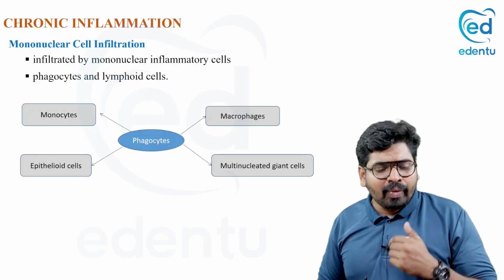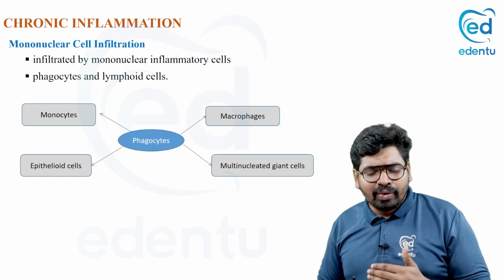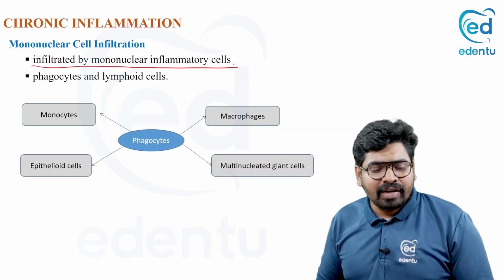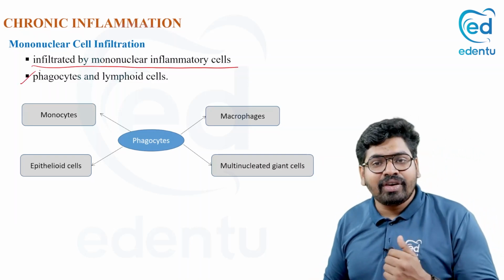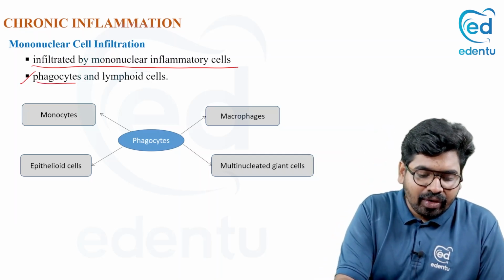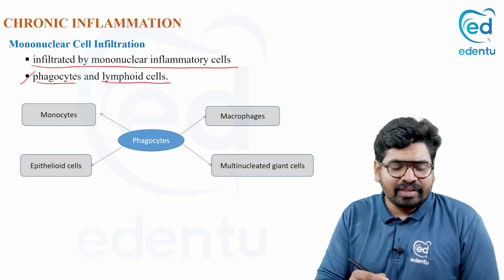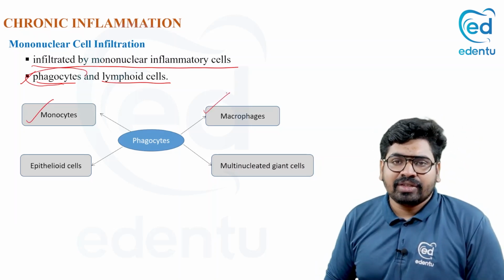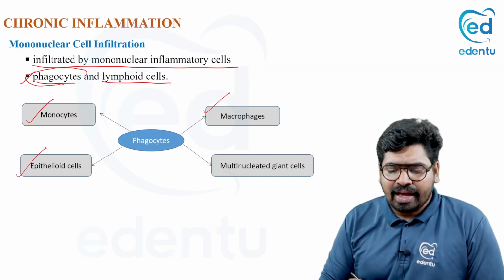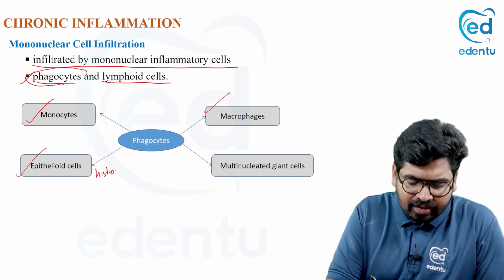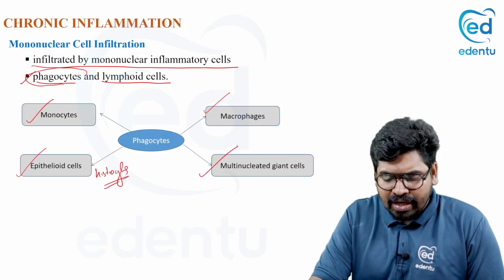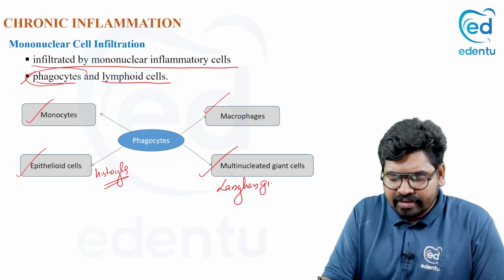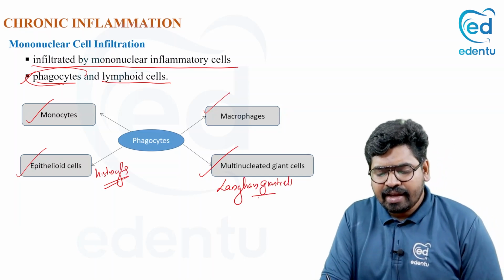Okay, now coming to the mononuclear cell infiltrate. What are the mononuclear cell infiltrates? It is infiltrated by mononuclear inflammatory cells. They are phagocytic cells or the lymphoid cells. Okay, what are the phagocytic cells? The phagocytic cells are nothing but your monocytes, your macrophages, your epithelioid cells and your histiocytes, and your multinucleated giant cells, for example your Langhans giant cells.